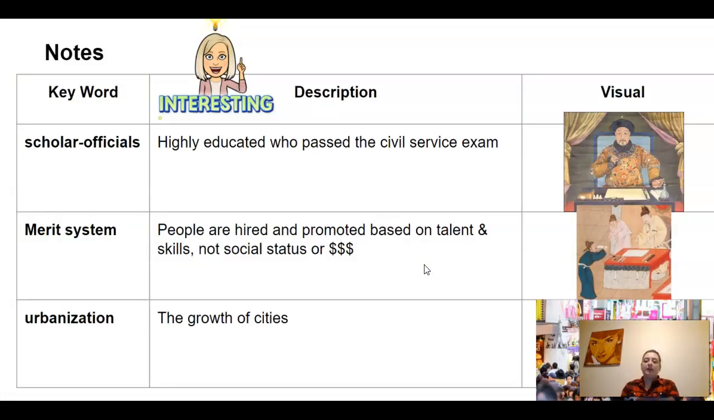All right, so we have 3 words today. Our first word is scholar officials. So these are basically highly educated men, because women couldn't take it. Highly educated men who pass the civil service exam.